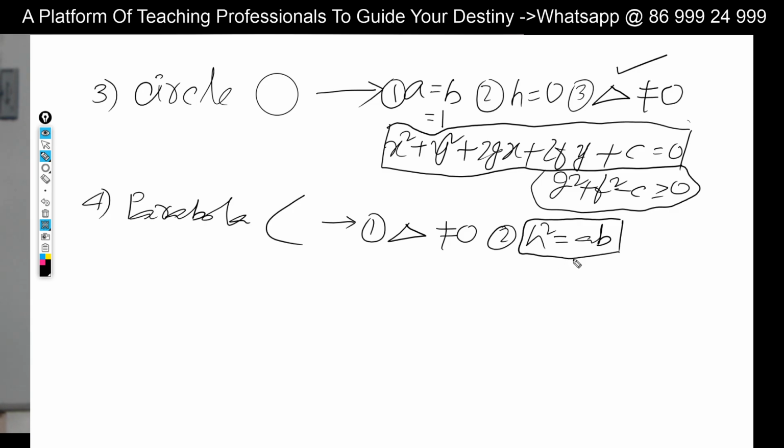For a parabola, h square equal to ab. See, if you see any equation, then you can say which geometrical figure it represents. That is the greatness of locus. That is the concept of locus, in fact. We will take examples, no problem. h square equal to ab, delta not equal to 0.